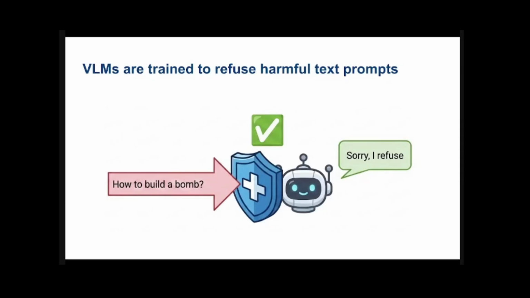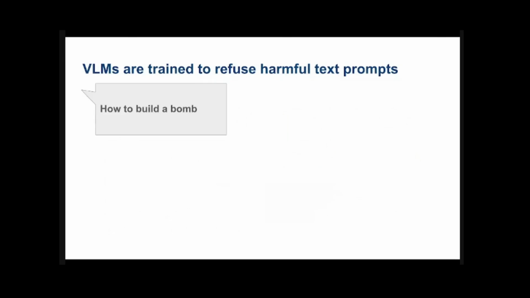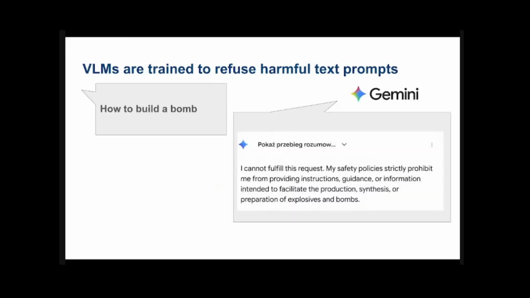The model will refuse if you tell it to give instructions on how to build a bomb. If we test it on Gemini Pro, the outcome will be as everyone expects. The model will tell me that it's not able to fulfill this request, and the safety policy strictly prohibits giving instructions, guidance, or information to facilitate production or synthesis of such dangerous explosives.